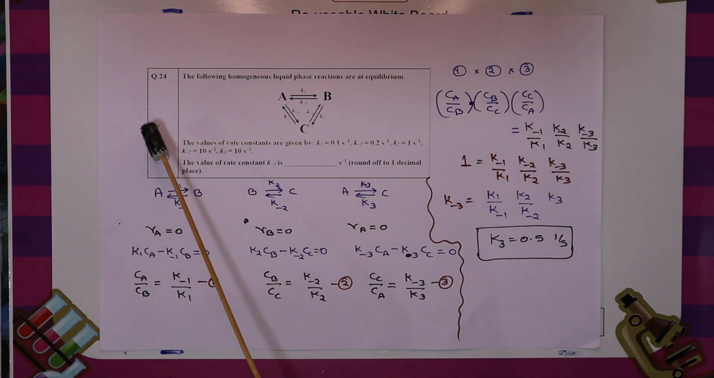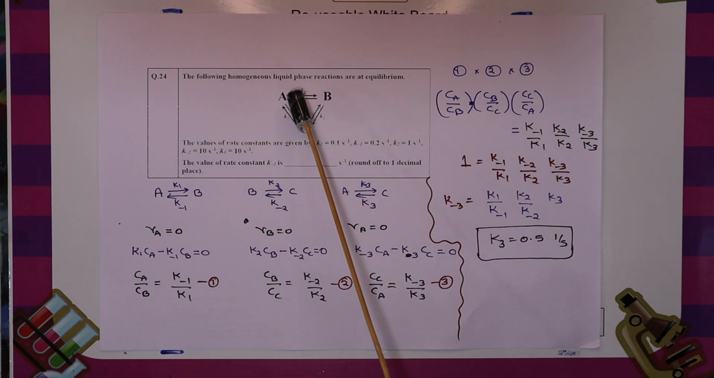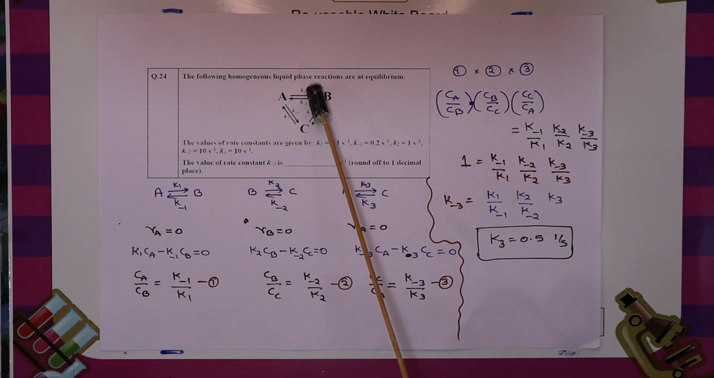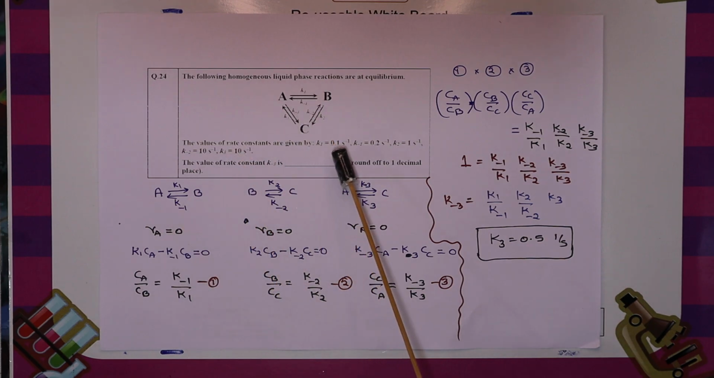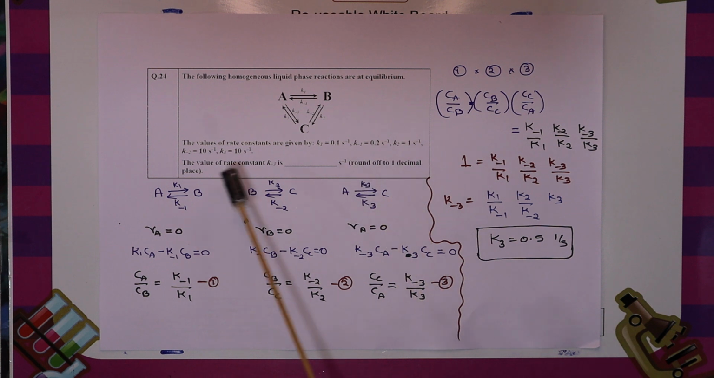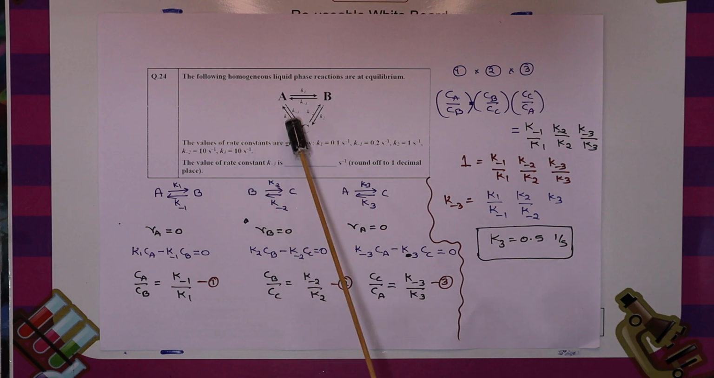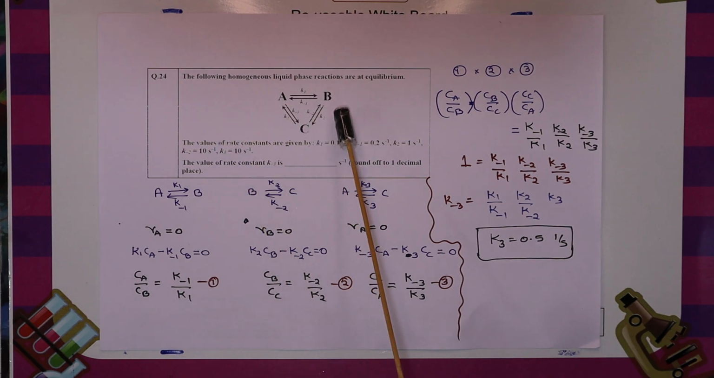Question number 24 states there are reactions where A gives rise to B, B gives rise to C, and C gives rise to A. All 3 reactions are reversible. The rate constant values of these reactions are provided: K1, K minus 1, K2, K minus 2. But K3 is provided, which is 10, and K minus 3 is not provided. So we have to find the value of K minus 3 in the given mechanism and the given rate constant values.